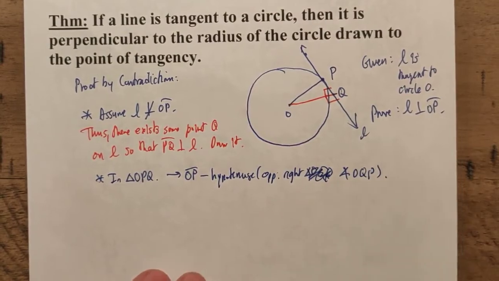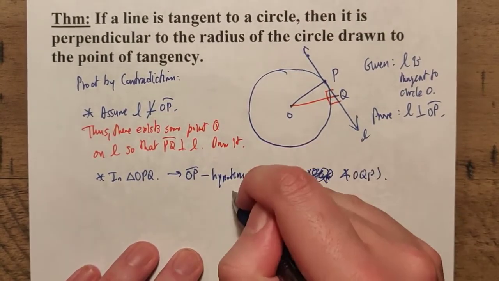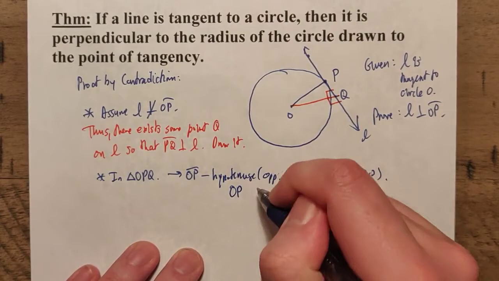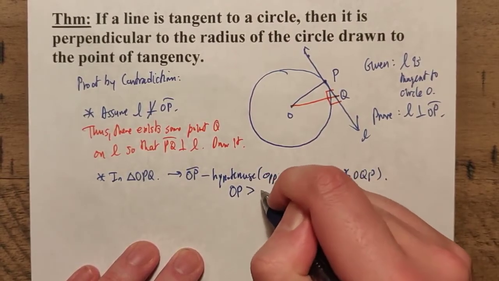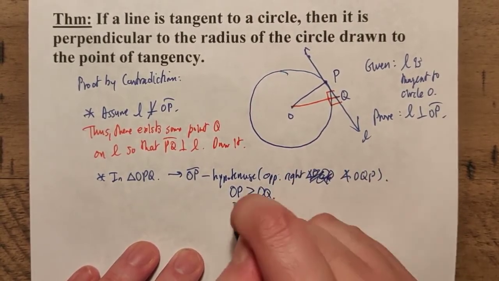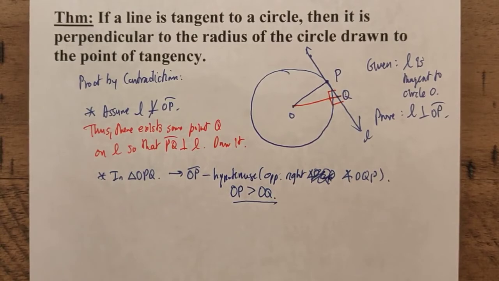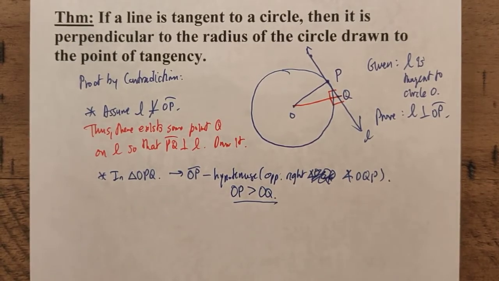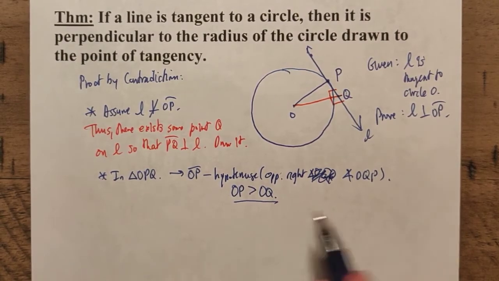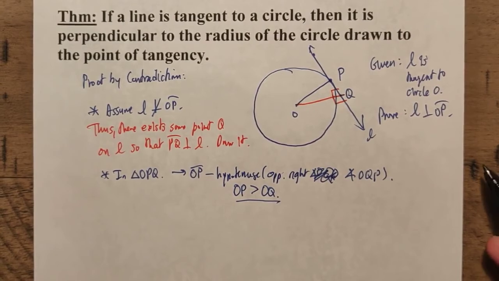And therefore, one of the things we know about the hypotenuse of a right triangle is that it's longer than every other side. So that means OP in particular is greater than PQ, and it's also greater than OQ, right? So because OP is the hypotenuse, it lives up to its name. It's going to be bigger than anything else here, in this case OQ. Now wait a minute.